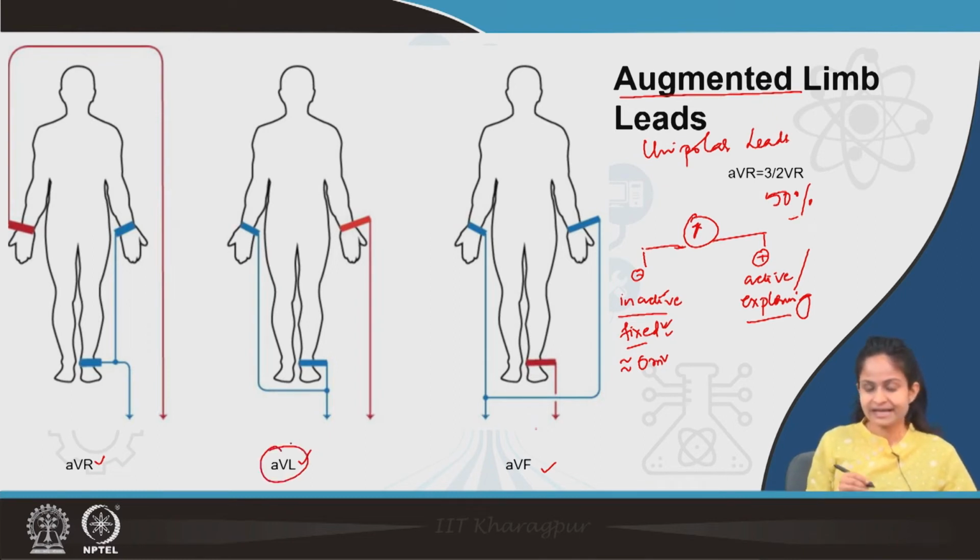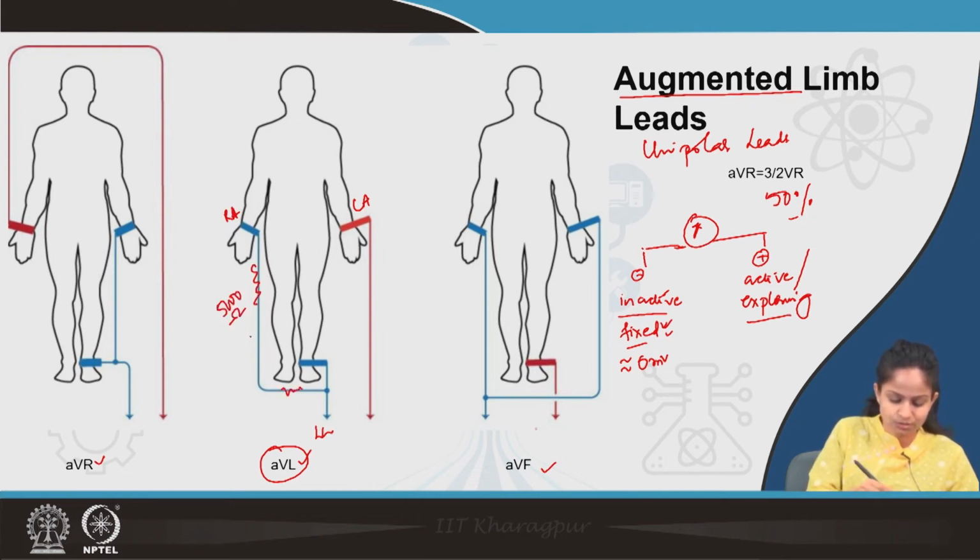AVL means I have to keep my active electrode, or the positive electrode, at the left arm, and the negative electrode, or the inactive electrode, I will combine the right arm and the left leg with high resistance. This resistance is around 5000 ohms. Mathematically, if we calculate the voltage over here, it will be V, that is the voltage of the right arm plus the voltage of the left leg, divided by 2.